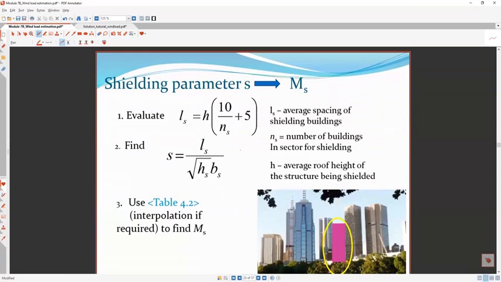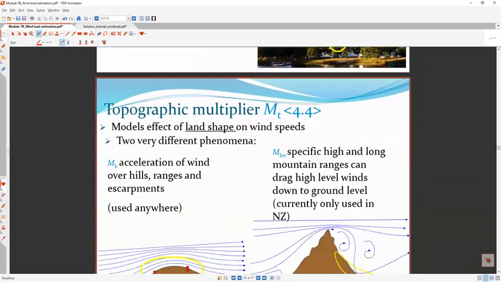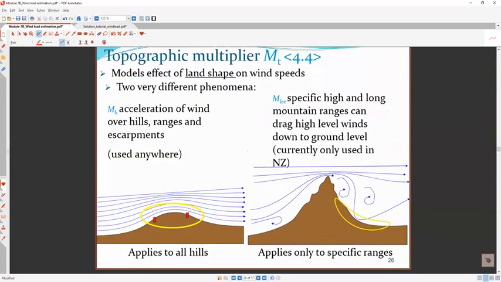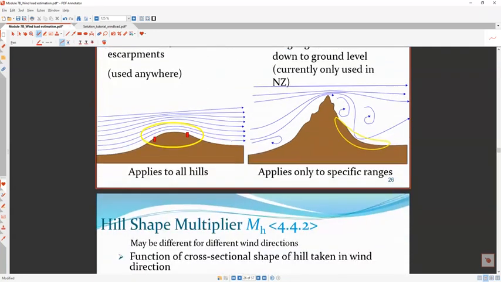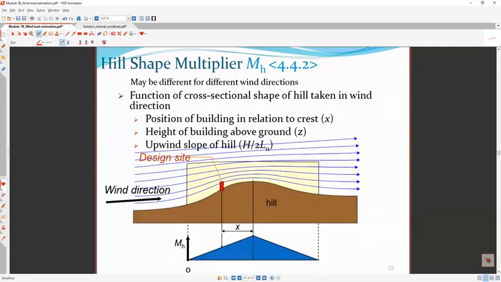And then the next one. So this is all the shielding parameters we are looking at. Then you have the topographical. So you see this one, topographical multipliers. Topographical means, you see, this is the hill effect. So specific ranges, like in New Zealand, you can see we have M Lee, there's another effect, that's only New Zealand. But in Australia, we have this kind of thing, and this land shape can affect the flow. So we have MH. Okay, so this is the hill shape multiplier.